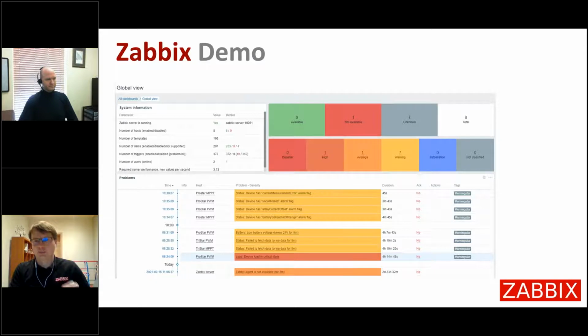And then if we advance to the next slide, in the previous slides we have configured everything. We decided which particular host or device is being monitored by which template.